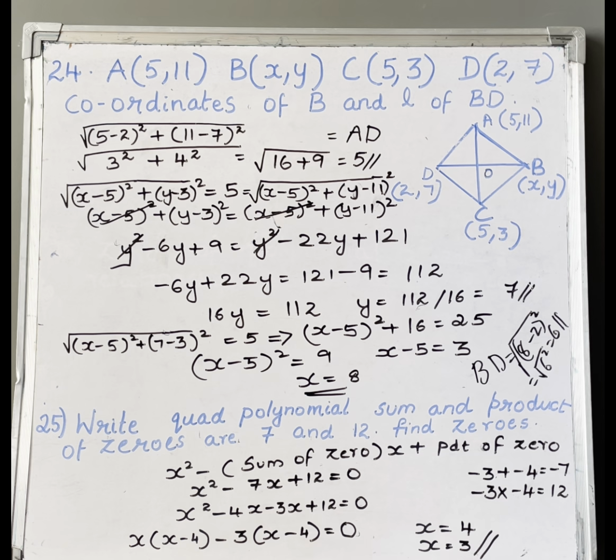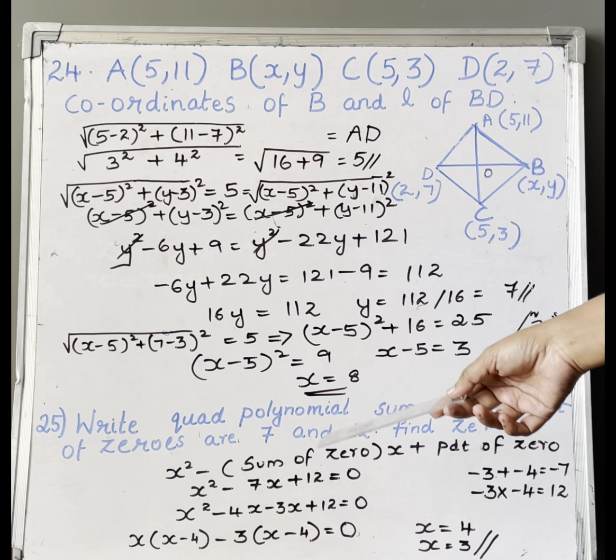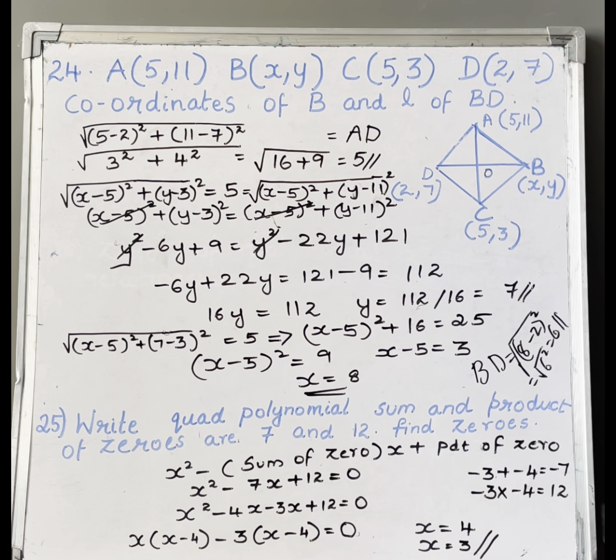Write the quadratic polynomial whose sum and product of zeros are given to be 7 and 12. Also find the zeros of the polynomial. So, we know that a quadratic polynomial is written as x square minus sum of zeros into x plus product of zeros. So, x square minus 7x plus 12 equal to 0 is the quadratic equation, or x square minus 7x plus 12 is the quadratic polynomial.